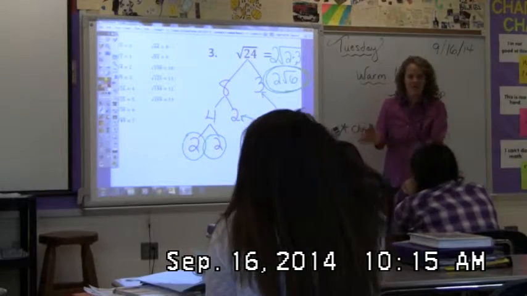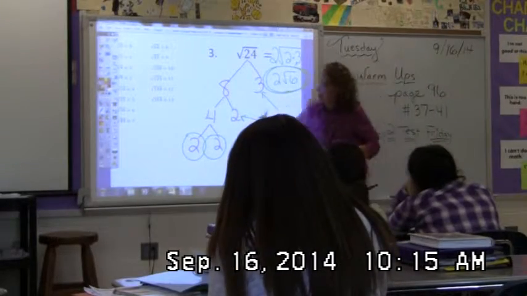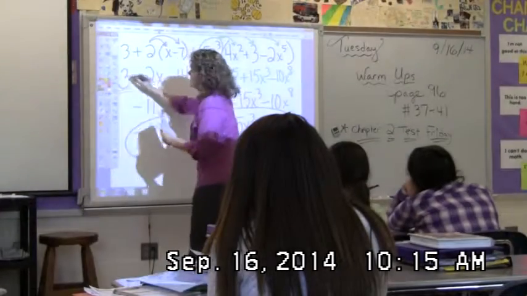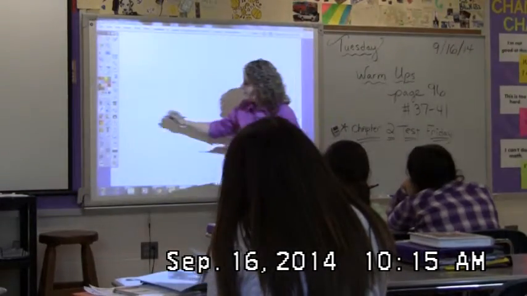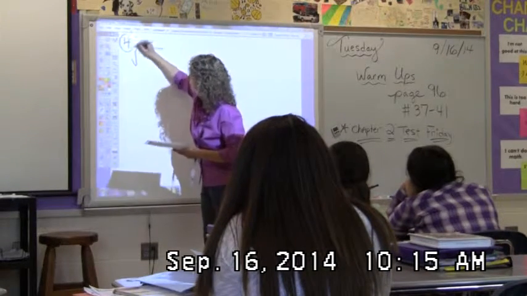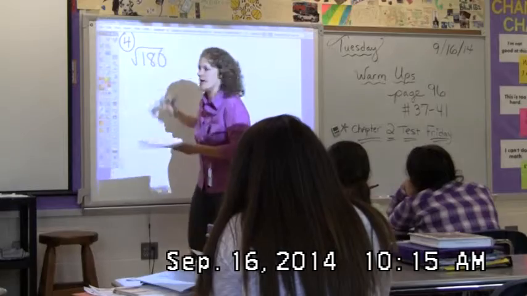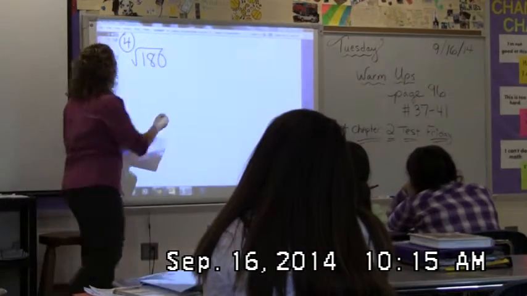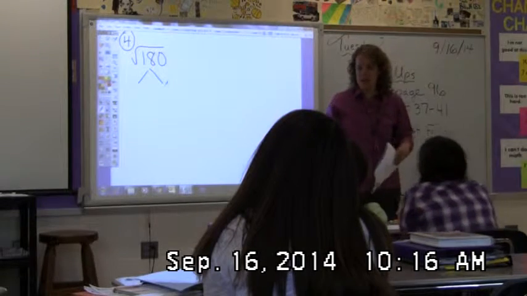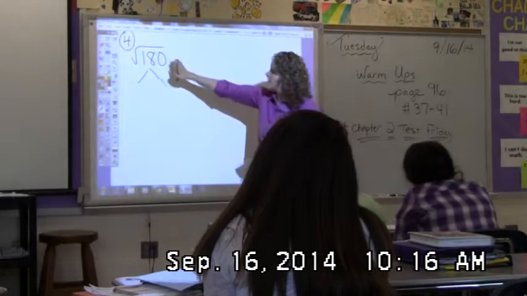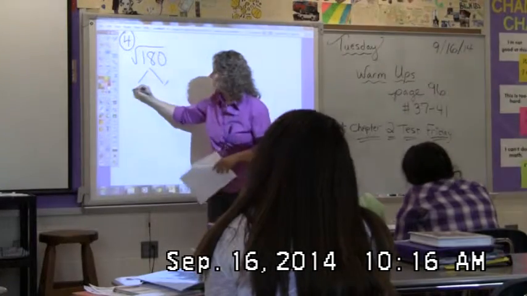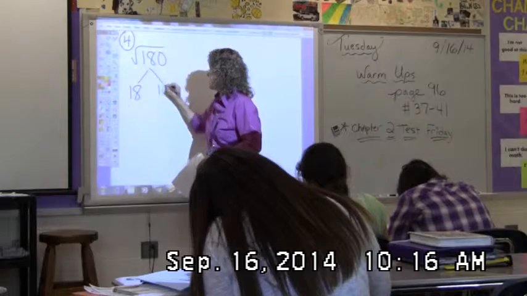Ready for number 4? All right. For number 4, I have the square root of 180. There's lots and lots of ways to break down 180. When you see a 0 on the end, that's a clue immediately that it's 10 times something. And if you take away the 0, you'll see 10 times what? 18. Good. So I can break that into 18 times 10.